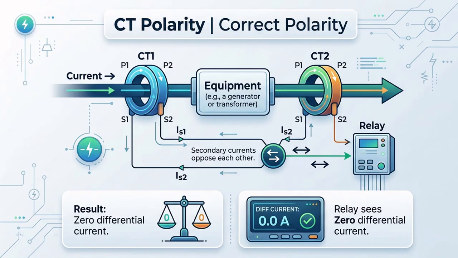Now, let's understand CT polarity. With correct polarity, the secondary currents oppose each other perfectly. So, what does the relay see? Almost zero differential current. That means the system is healthy and the relay remains stable without tripping.